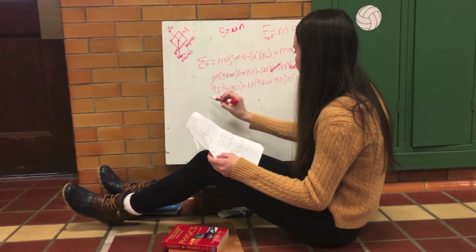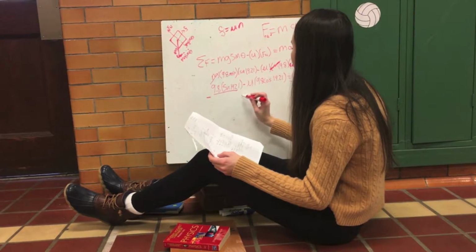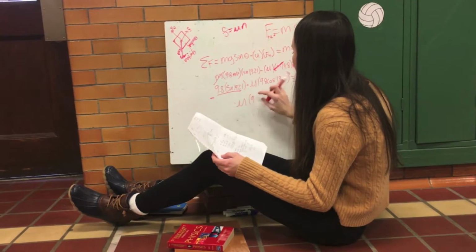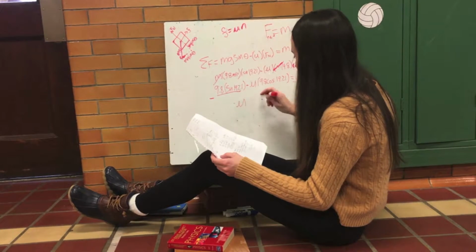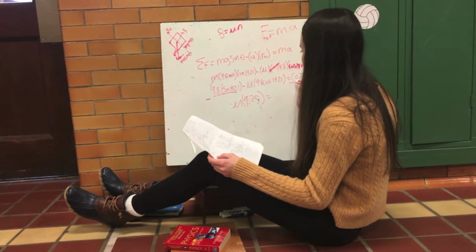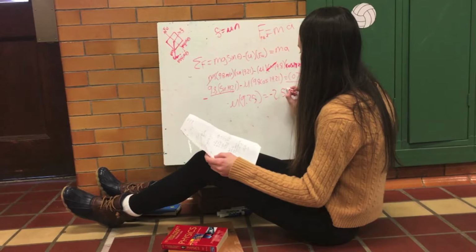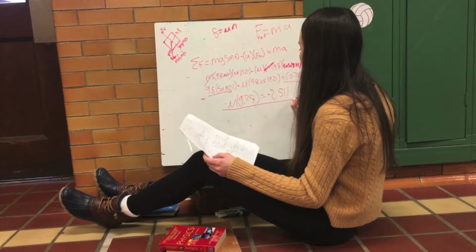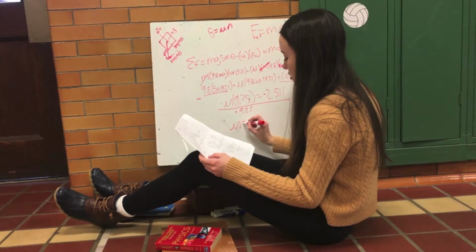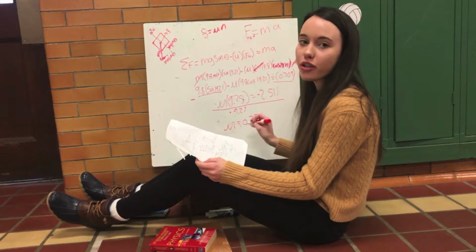Once you solve and subtract this amount from here, we're left with negative mu times 9.25, which is equal to negative 2.511. When you divide both sides by negative 9.25, you're left with mu is equal to 0.271. And there are no units for mu.